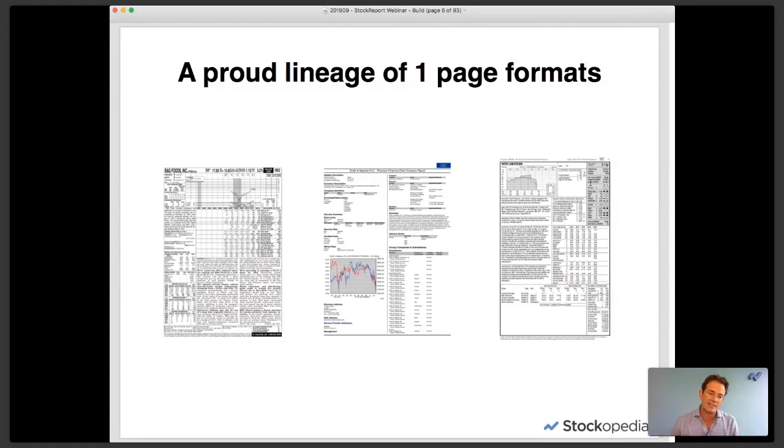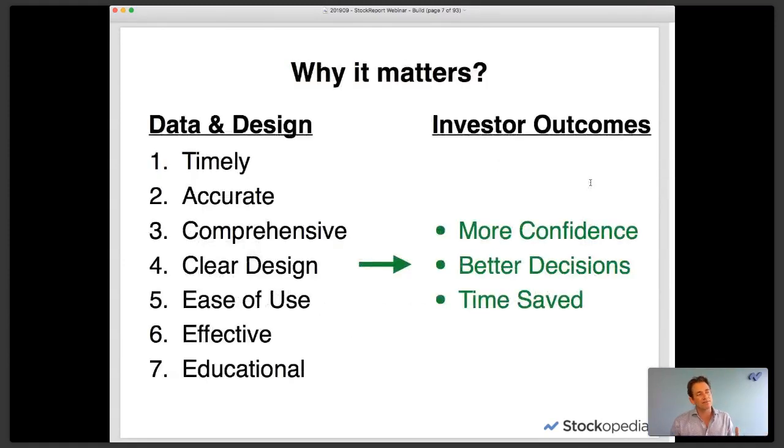And the idea for the site was about trying to give a similar experience, but through the browser, and hopefully give a little bit more information because you're on the web and you're not necessarily completely condensed to one page. Obviously, the design ethic from print brings quite a lot to the web. So we wanted to do something that's timely, accurate, comprehensive, presented in a really clear design, easy to use, with effective metrics, and also with what the web brings to it, something very educational.